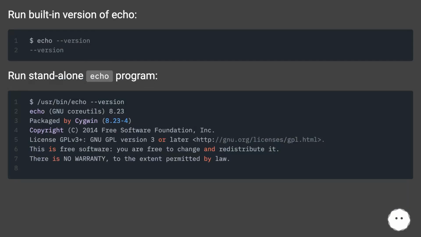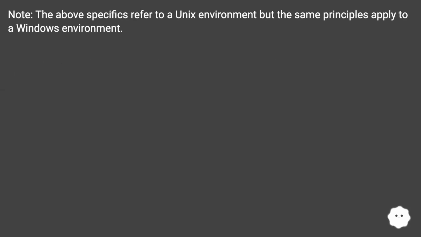Run built-in version of echo. Run standalone echo program. Note: the above specifics refer to a Unix environment, but the same principles apply to a Windows environment.